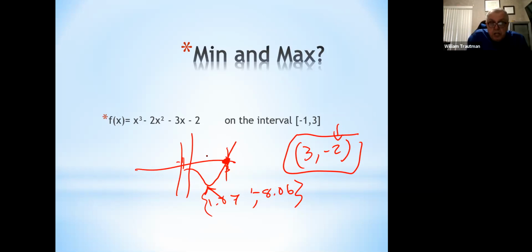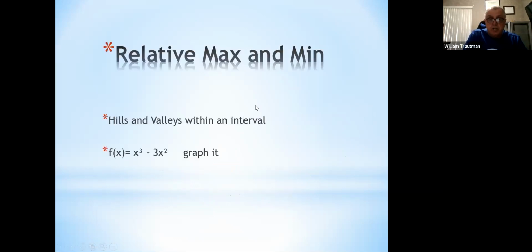So negative 2 is our maximum. And negative 8.06 is our minimum for this graph. So there are parts that you will have to use your calculator for. And that was that. All right. Next problem.